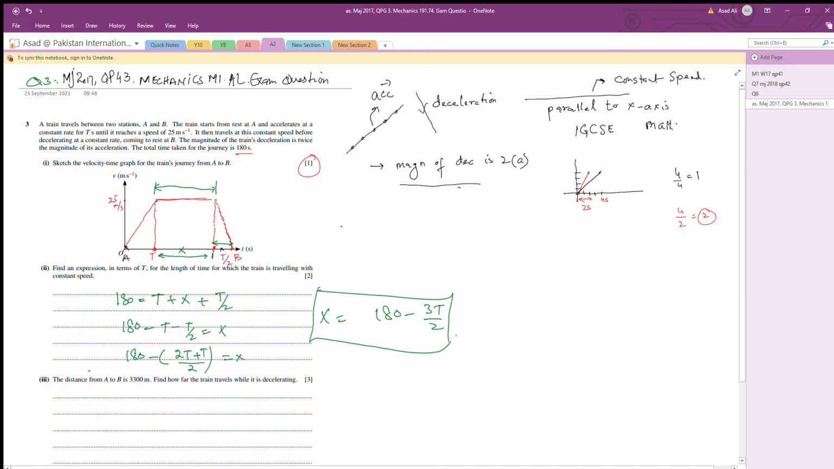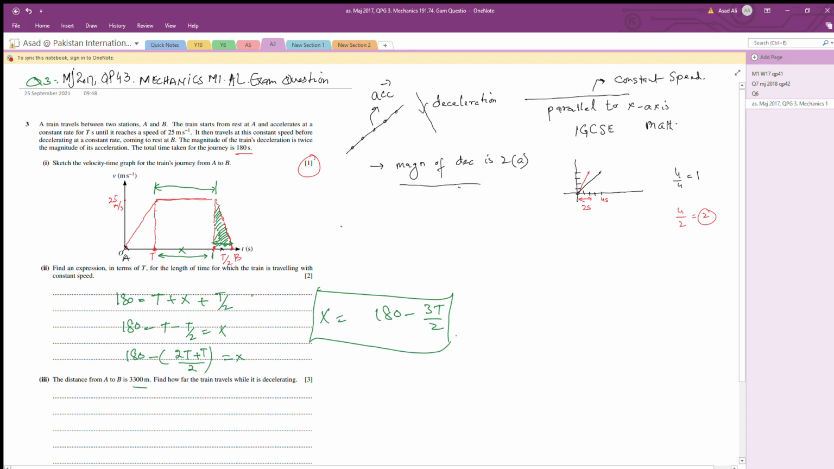The distance from A to B is 3,300 meters. Find how far the train travels while it's decelerating. Okay, when it's decelerating, how far is the train traveling? Deceleration is in this green area. Look here, see what we are doing. Basically, this distance traveled from A to B is this. Find how far the train travels while it's decelerating.